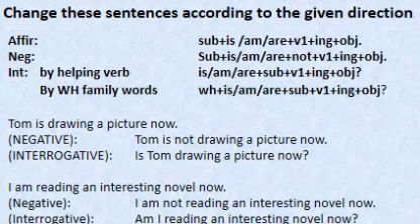Interrogative sentence by putting helping verb at the first. So what is helping verb here? Am. So first we will put am at the first, am, then subject I, verb's first form with ing, reading, and then at the last object, that is an interesting novel now.